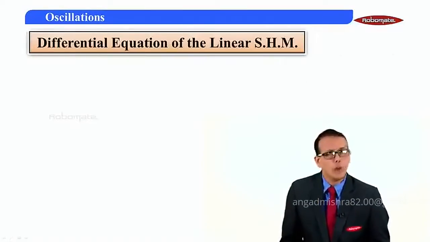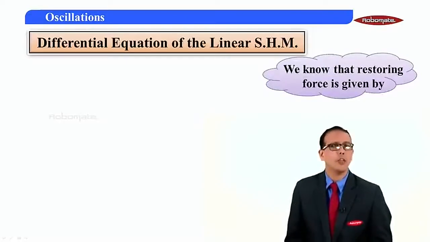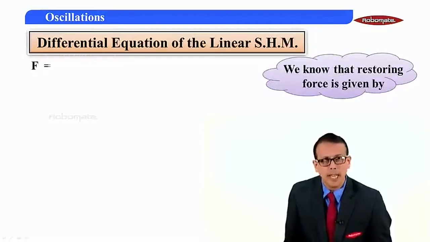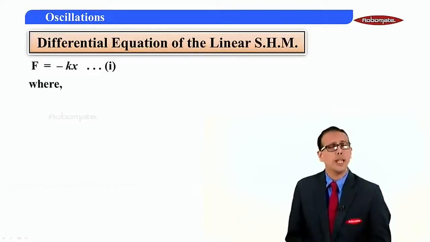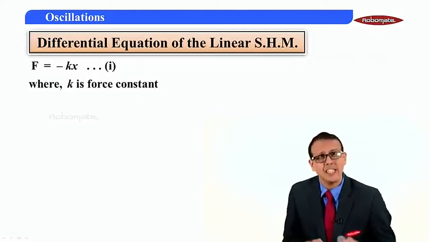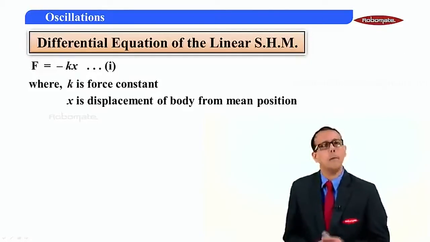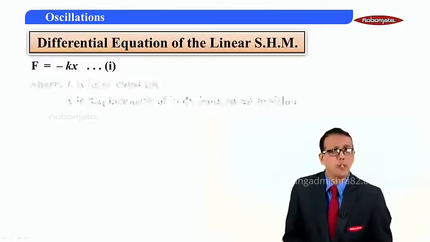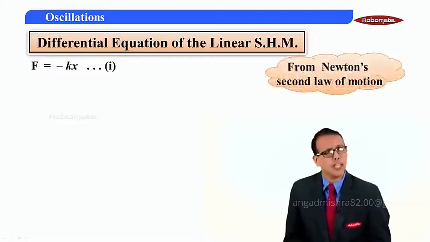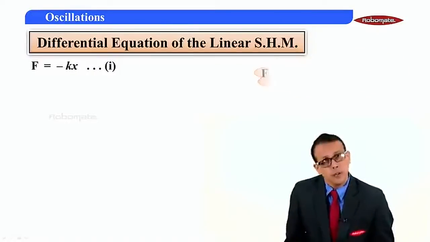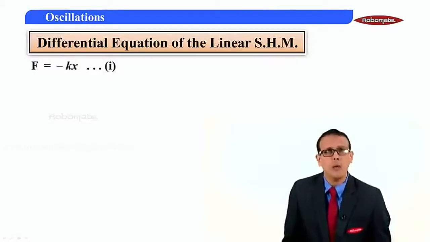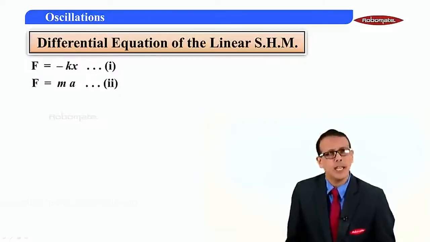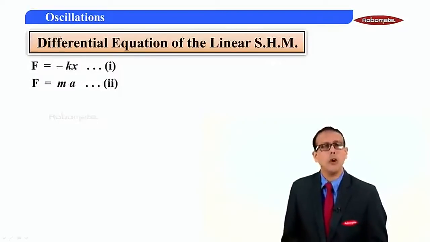To begin with, as we already know from the definition of restoring force, F is given by the formula, F is equal to minus kx. What is k here? k is the force constant and x is the displacement of the particle from the mean position. Now in physics, force can also be given by Newton's second law of motion, force is equal to mass into acceleration. In symbolic form, F is equal to ma. Let it be equation number 2. So we have got two equations, both representing force.